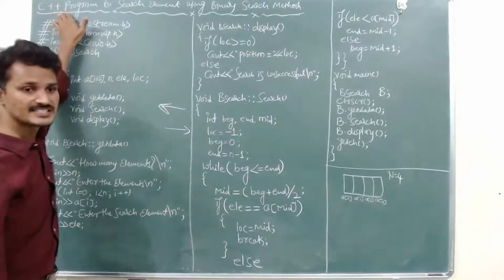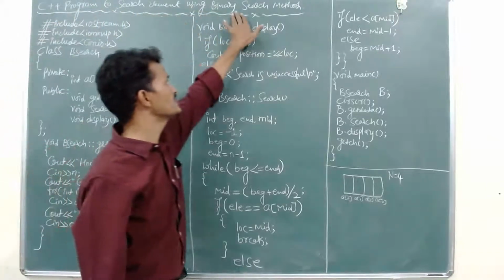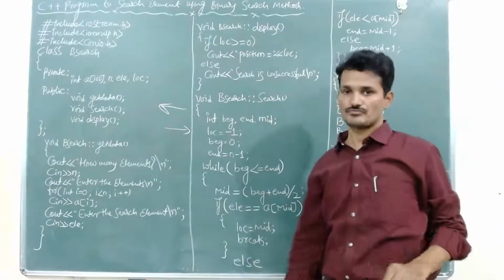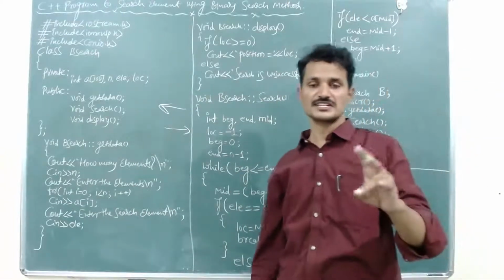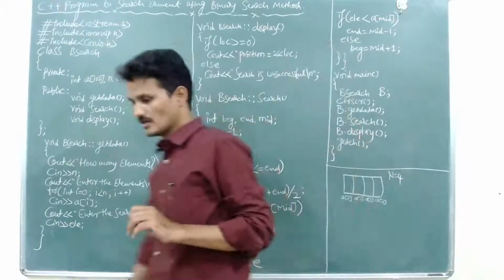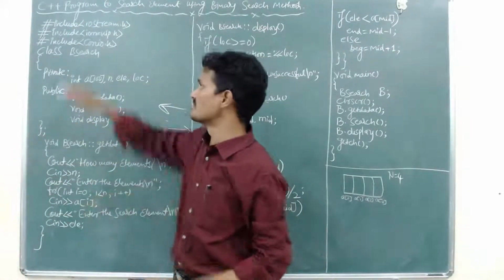Have a look at this. A C++ program to search an element using the technique called the binary search method. As I said earlier, linear search and binary search. Fine. So have a look at this program. There are how many header files? There are 3 header files that you can see here.